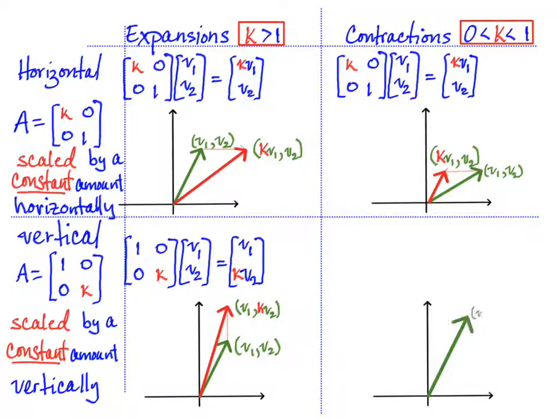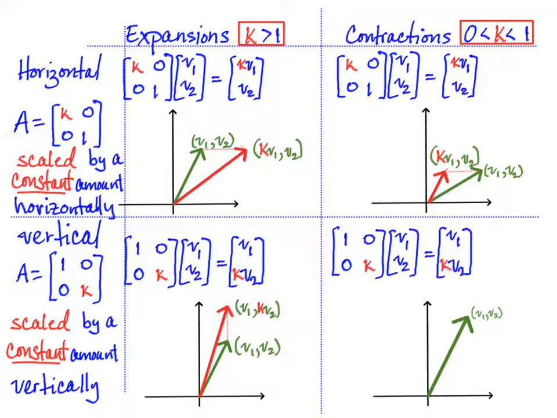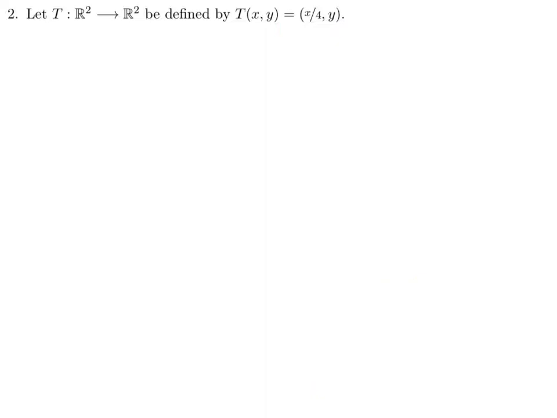All right, so if it's a contraction, the multiplication is the same. So we get the vector v1, k times v2. But because k is less than 1, we're moving it vertically down. We're contracting only the vertical component. All right. So those are expansions and contractions. Let's look at example 2.